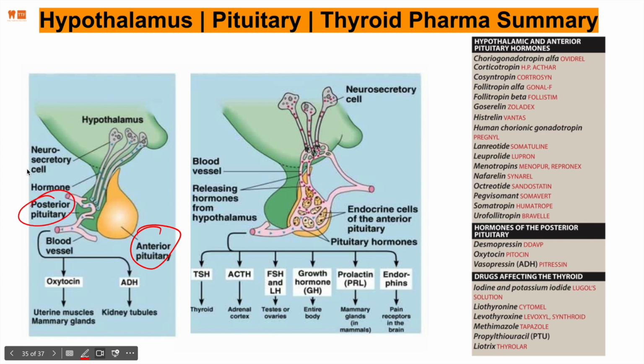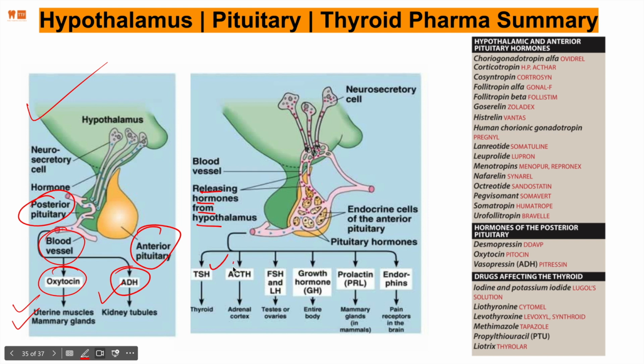So hypothalamus neurosecretory cells will secrete releasing hormones into the posterior or anterior pituitary. The posterior pituitary in this picture releases hormones into the bloodstream. This is oxytocin and antidiuretic hormone, which is vasopressin. Oxytocin goes to uterine and mammary glands, and then ADH goes to kidneys. Great. This is anterior pituitary. We talked about how the hypothalamus sends messages to the anterior pituitary. And these are known as releasing hormones. And then the rest of them will be known as stimulating hormones.